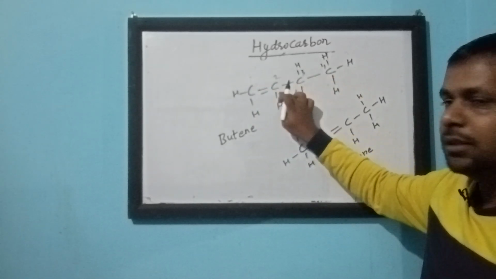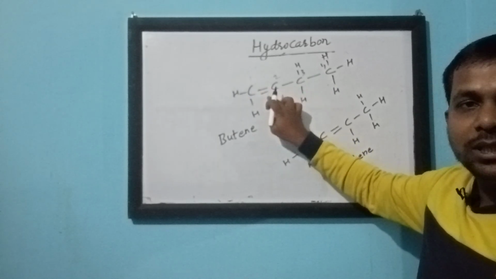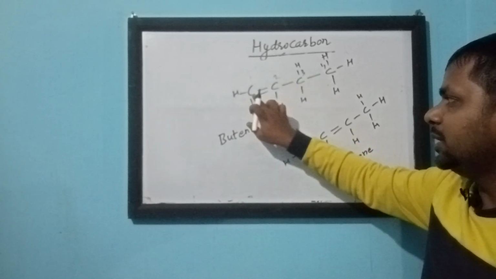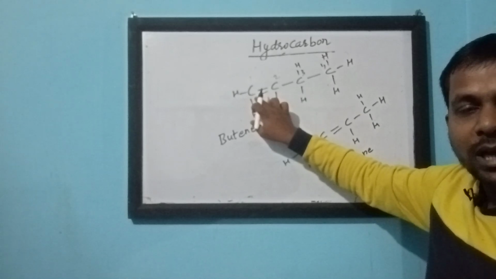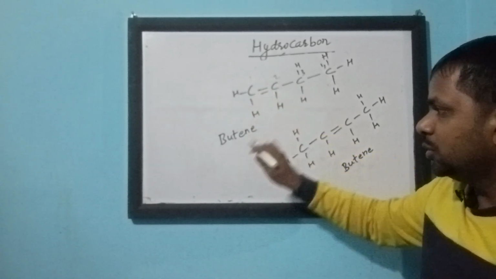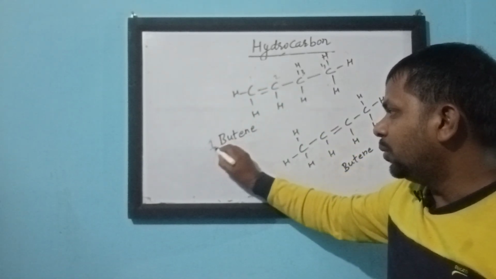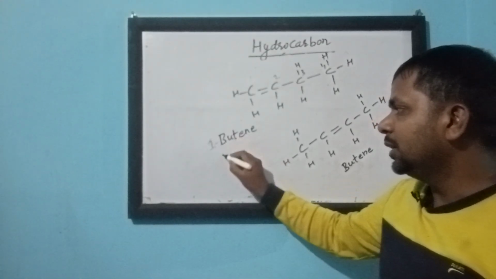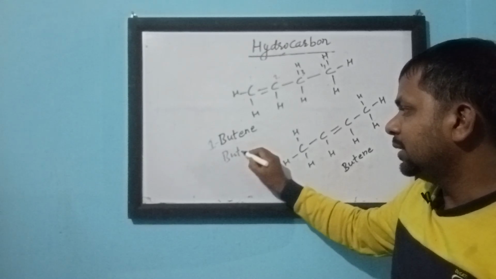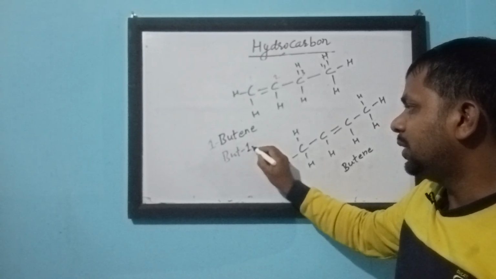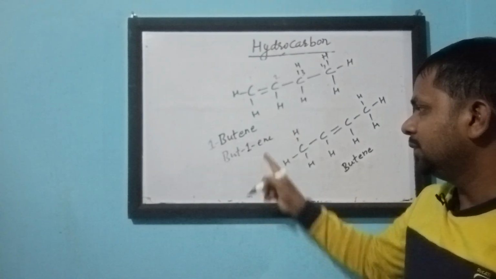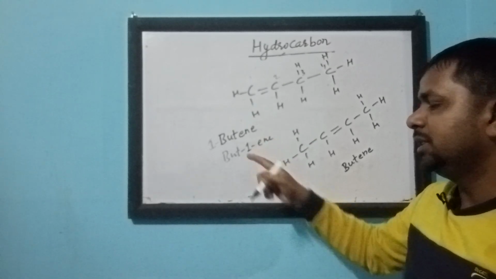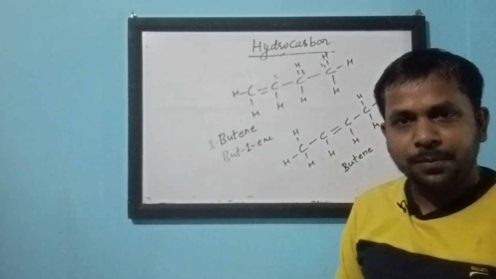1 2 3 it is coming. Here the double covalent bond is here. From this side, if we count, at the first carbon there is a double covalent bond, so we have to use 1 before the name. We can write it like this, 1-butene, or like this, but-1-ene. The double covalent bond is present at the first carbon.